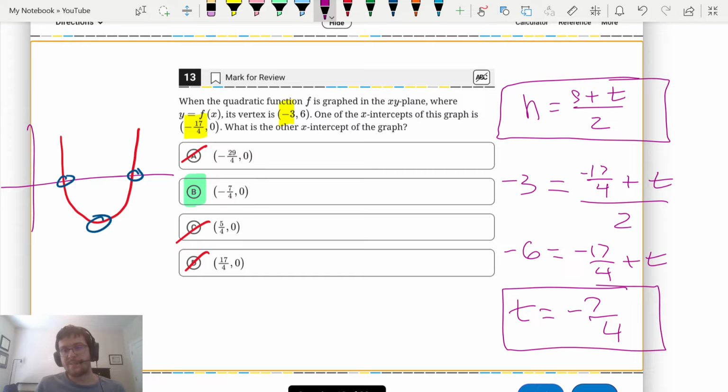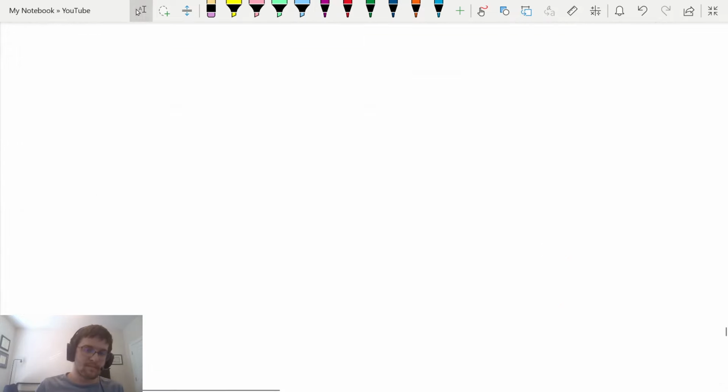Anyway, you have to know that equation. This was basically a fact-check kind of question. If you knew the equation, easy peasy. If you don't know the equation, it's going to be really hard.